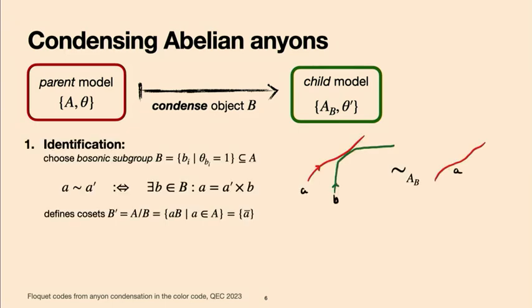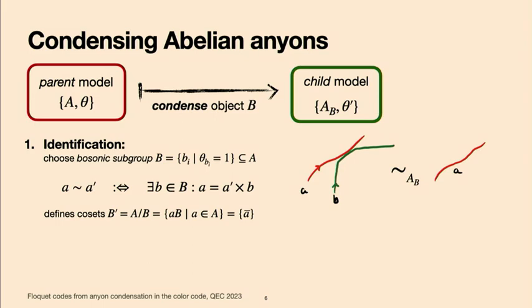So this condensable object for the abelian anyons will be a bosonic subgroup, a subgroup of the anyon model only consisting of bosons. We now impose that on the level of the child model, the world lines should be equivalent if you attach this boson or remove it freely. This defines an equivalence class on this group. You can sort them into cosets, and the anyons of the child model will be a subset of these equivalence classes.